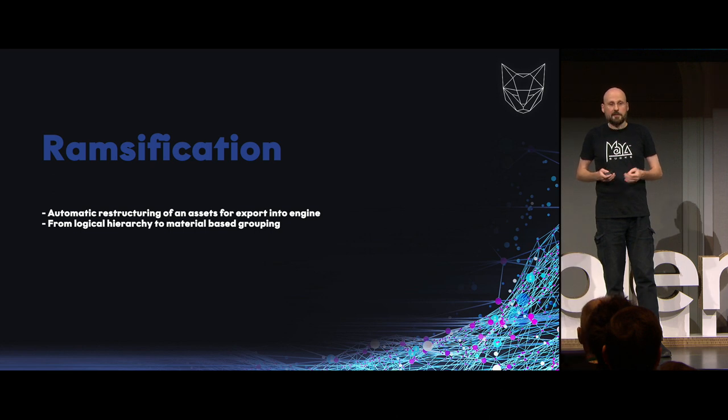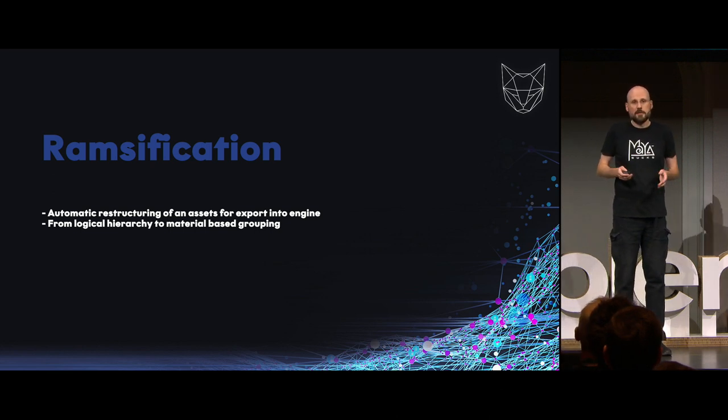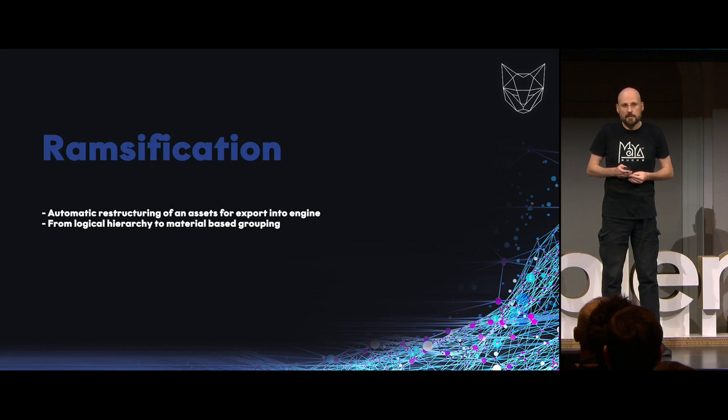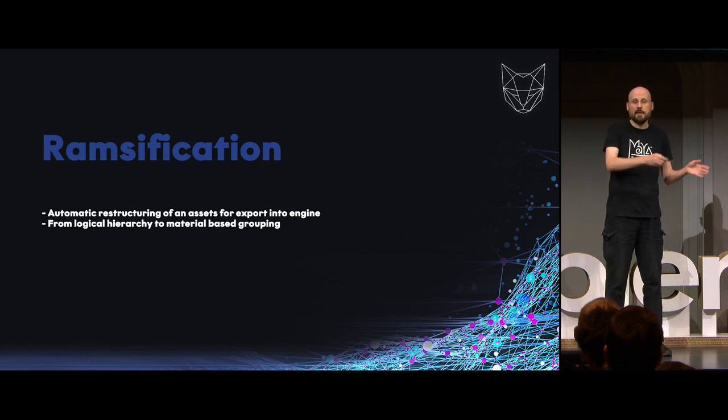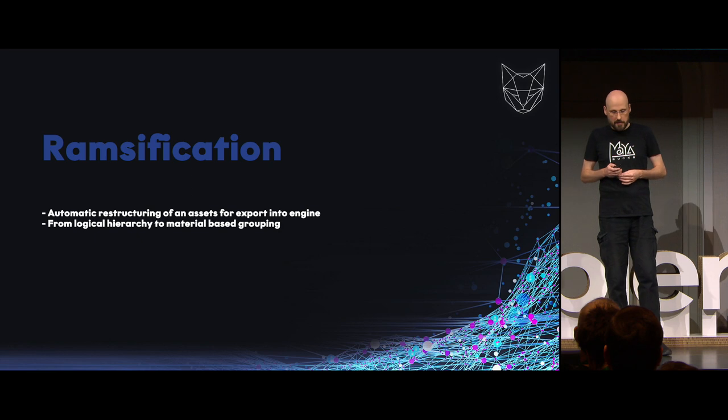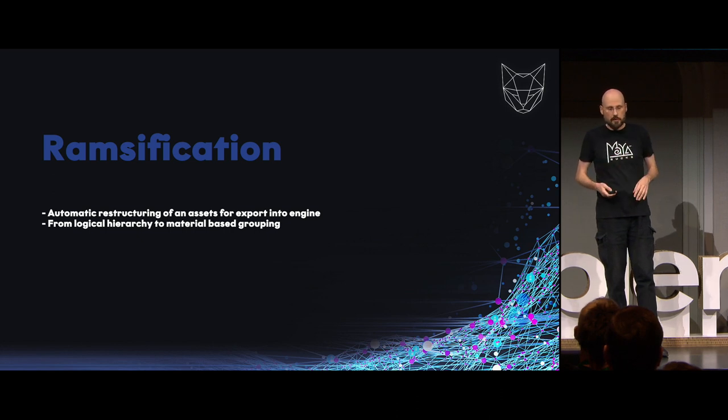So Ramsification, what's that? Our engine is called the Ramses engine, and our tool has a naming convention that basically tells us, okay, make it ready for the Ramses engine, which means we have to restructure the assets from a logical hierarchy into a material-based hierarchy. Everything that is the same material, but in a different mesh, will be grouped together, because upon export, they will be merged down, so we have as few draw calls as possible.